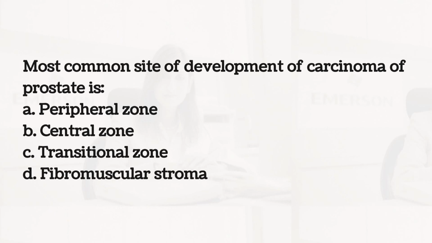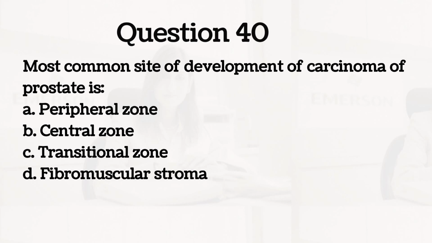Then question 40. Most common site of development of carcinoma of prostate is A, peripheral zone, B, central zone, C, transitional zone, D, fibromuscular stroma. So the answer for this question is, hope you are pausing the video and you have written the 40 MCQs and have gotten more than 60% correct. So the answer for this question is A, peripheral zone.